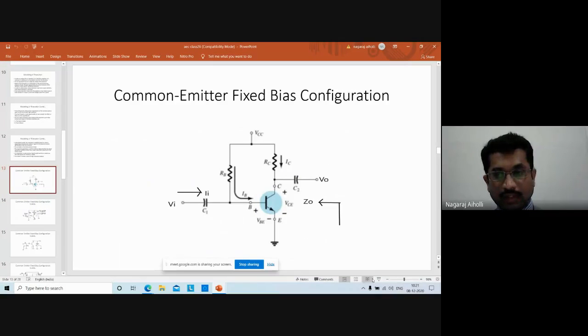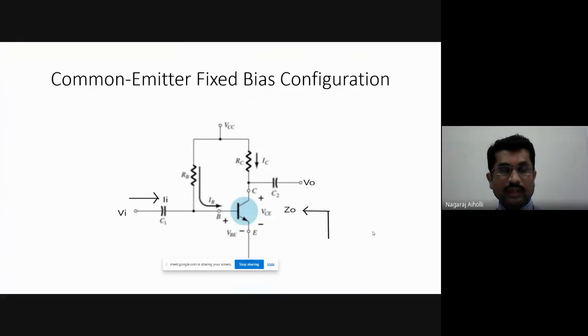So this is common emitter fixed bias configuration. In fixed bias configuration, we have RB resistance at base terminal, RC resistance at collector terminal. There is no emitter resistance. Emitter terminal is connected to ground. Okay. So first you all have to remember the basic circuit.